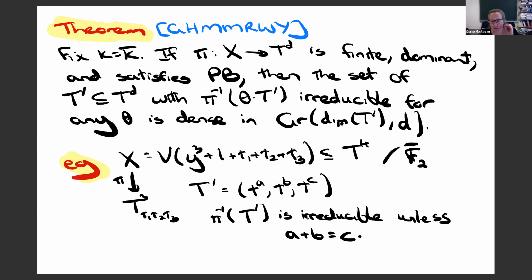So if anyone can see a very fast way to see this result, I'd be interested in knowing. That's the challenge for the rest of the talk: can you see a fast way to know that for most of these subtori, the preimage is irreducible? It requires some thinking. I am not a native speaker of characteristic 2, so it requires some thinking about these sort of things. Okay, but that's the main theorem of the talk.